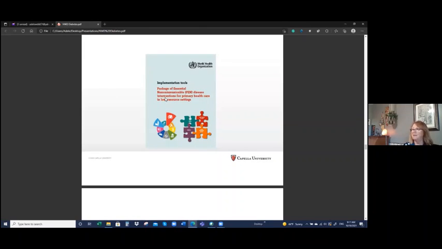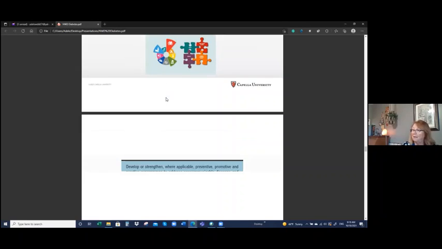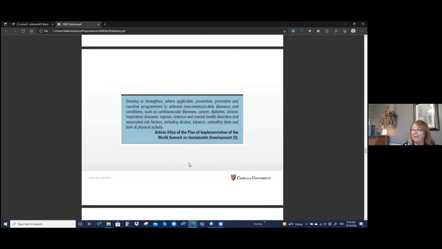So they put together this package of essential non-communicable disease interventions. They're called the PEN interventions. This is available for free on the World Health Organization website. You can download it, keep it as a PDF, you can print it. We're going to talk about it, but it's really great. And so this was their plan.